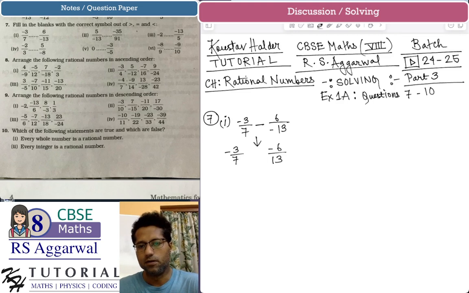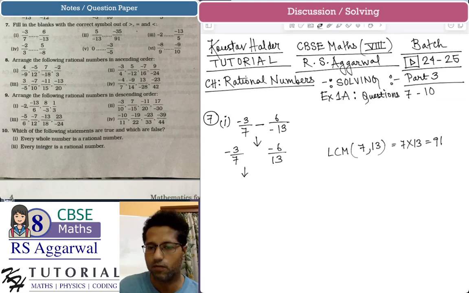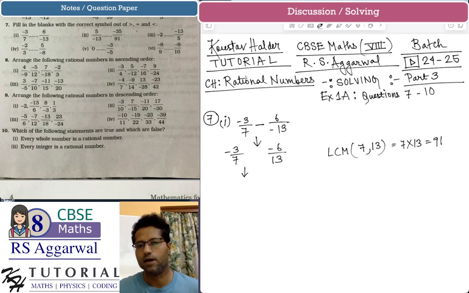Now we see both the rational numbers are negative and the denominators are different. So first we have to find the LCM of the denominators 7 and 13. This will be 7 into 13, that is 91. So now we have to convert these two rational numbers to their equivalent rational numbers, so that the equivalent rational numbers will have a common denominator of 91.